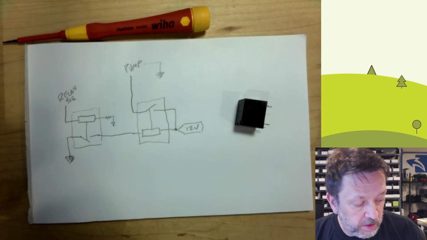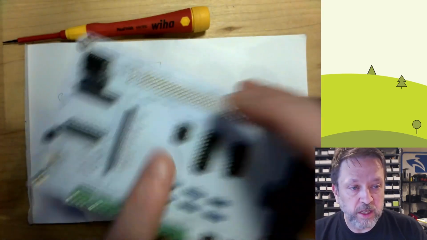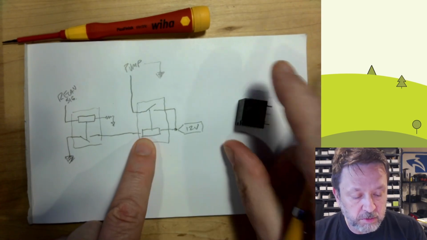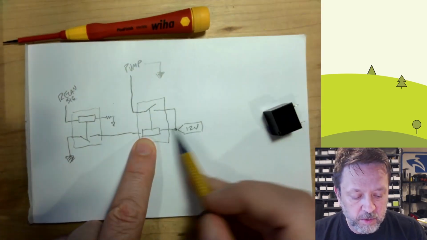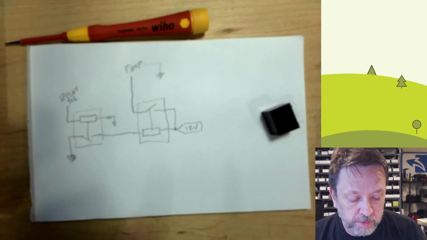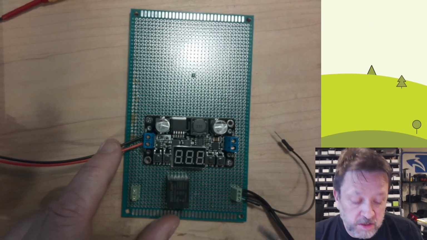So we're going to use this relay here to drive the coil on another relay here, and that will gate this 12 volt through the contactor up to the pump. Here's what that looks like.